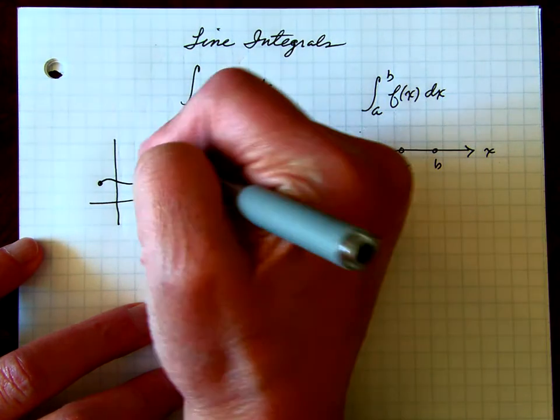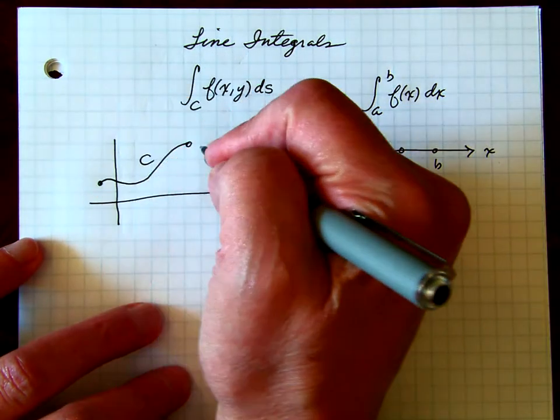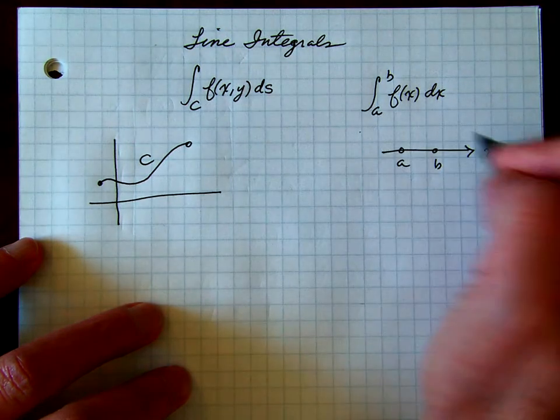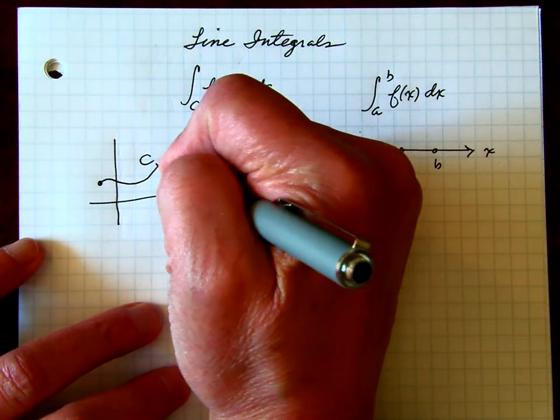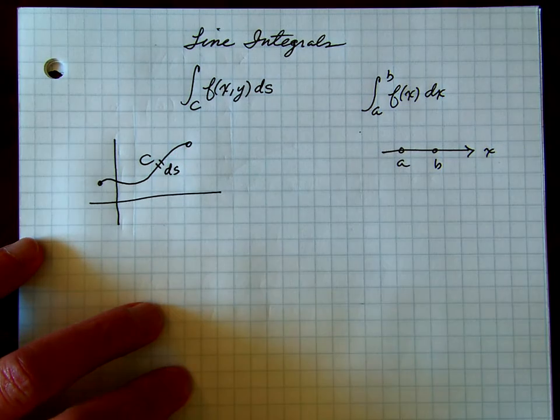follows a path, c, from an initial point to a terminal point, and we're integrating not with respect to x or y, but with respect to arc length, ds. So this is an entirely different animal. But once again, what comes to our rescue is the fact that we can substitute for these things.